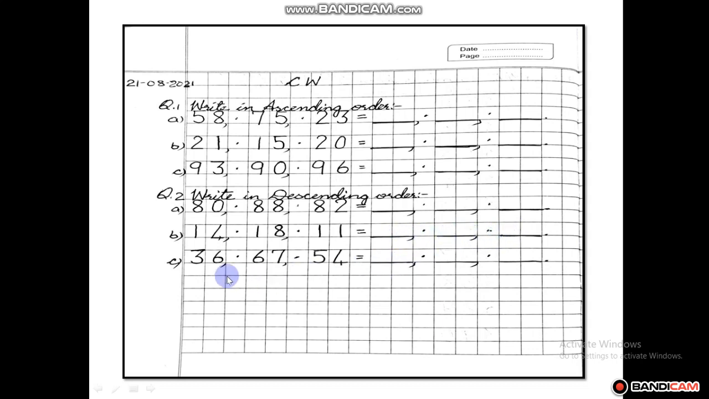Greatest to smallest. Come to C part. 36, 67 and 54. Which is the greatest number here? 67. So 67 will come here. Then among 36 and 54, which is the greatest? 54. So next number will be 54 and last is 36. So your numbers are 67, 54 and 36.